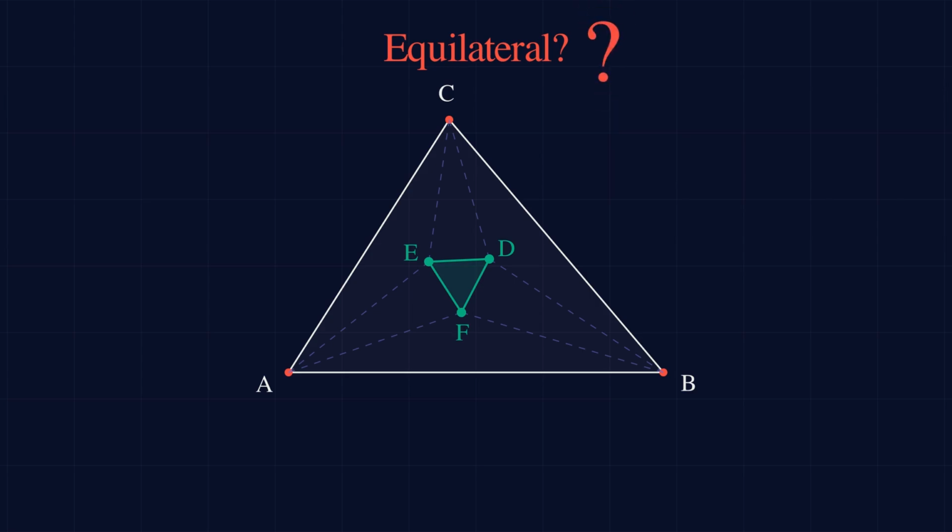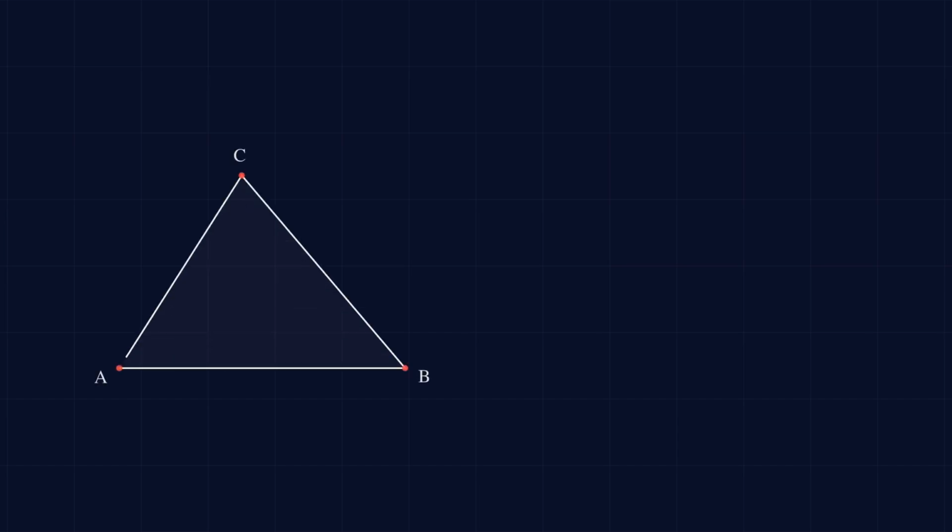Pause and think about why that might be true. Let's set this up. Call our triangle ABC with angles 3 alpha, 3 beta, and 3 gamma. Why the factor of 3? Because we're about to trisect, so each third will be a clean alpha, beta, or gamma.